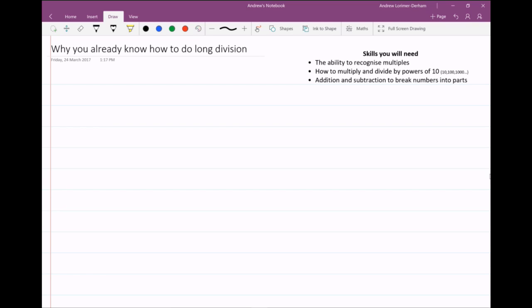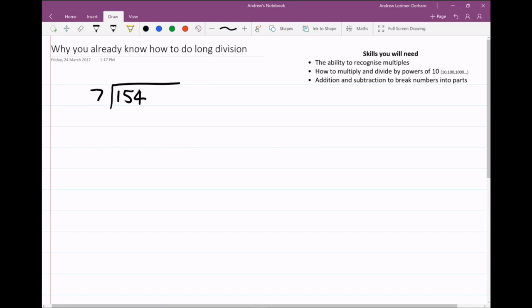Today I'm going to show you why you already know how to do long division. The skills you'll need for this session are the ability to recognize multiples, know how to multiply and divide by powers of 10, which means just 10, 100, 1,000, etc., and how to add and subtract to break numbers into parts. Teachers, we often teach long division like this.